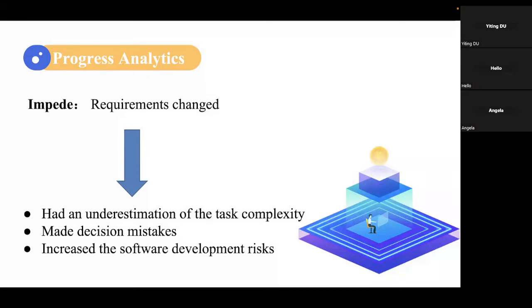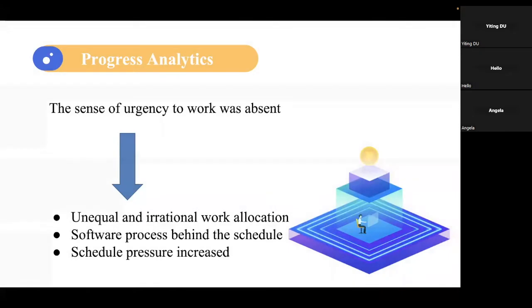Hence, our team made some decision mistakes, and these mistakes increased the software development risks and made us have a slow development process. In the final stage, the sense of urgency to work was absent in our team. Therefore, it caused an irrational distribution of the requirements. These mistakes affected our team's control of the development progress. Then the whole software process was behind schedule. Due to this issue, our team had a massive level of schedule pressure.